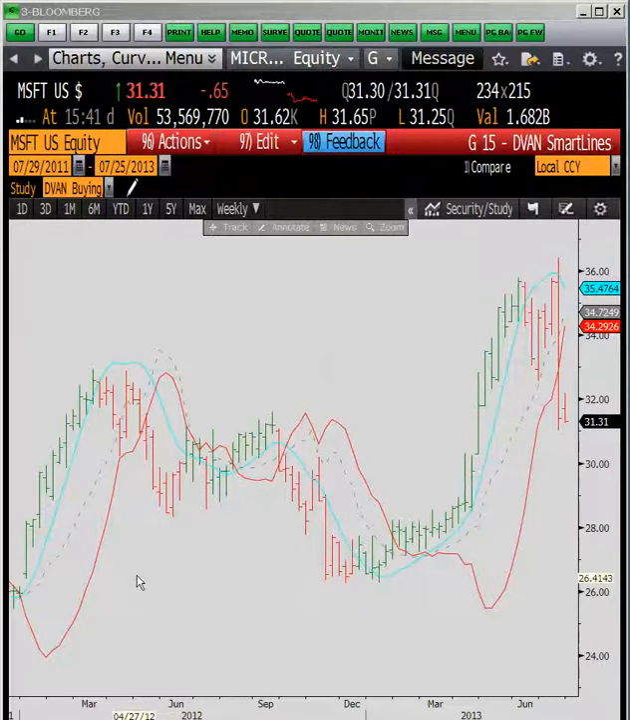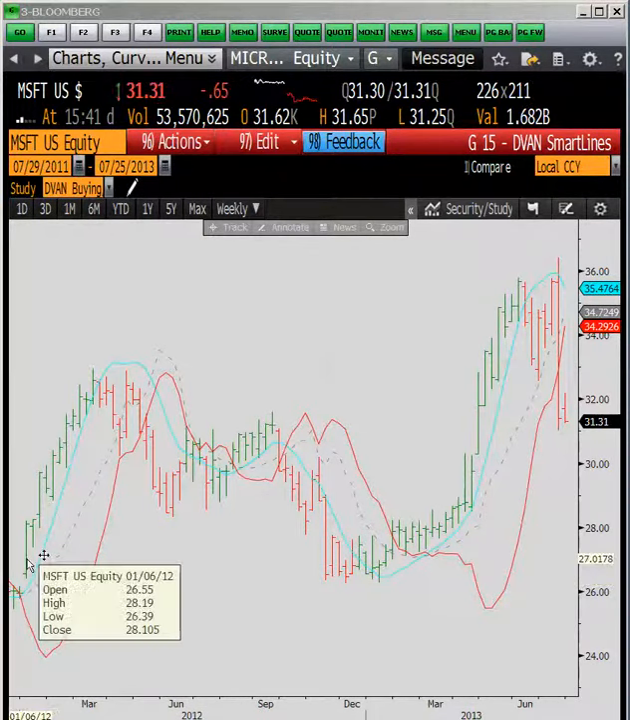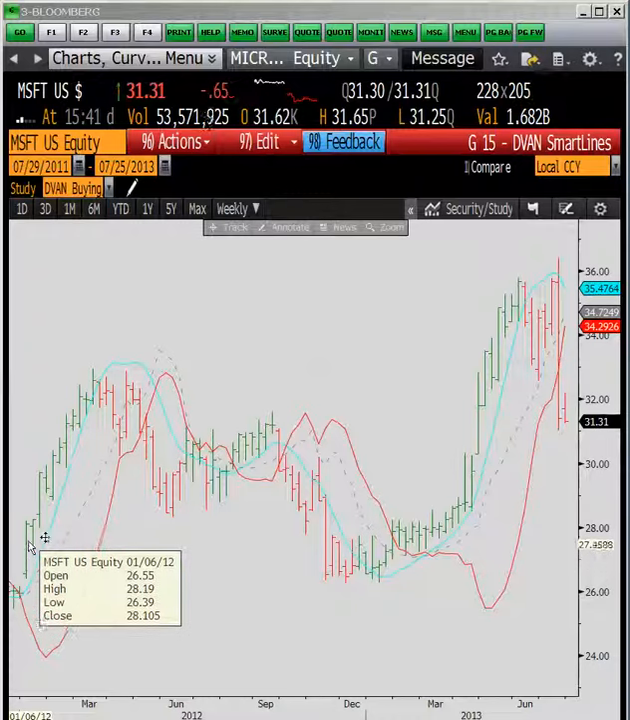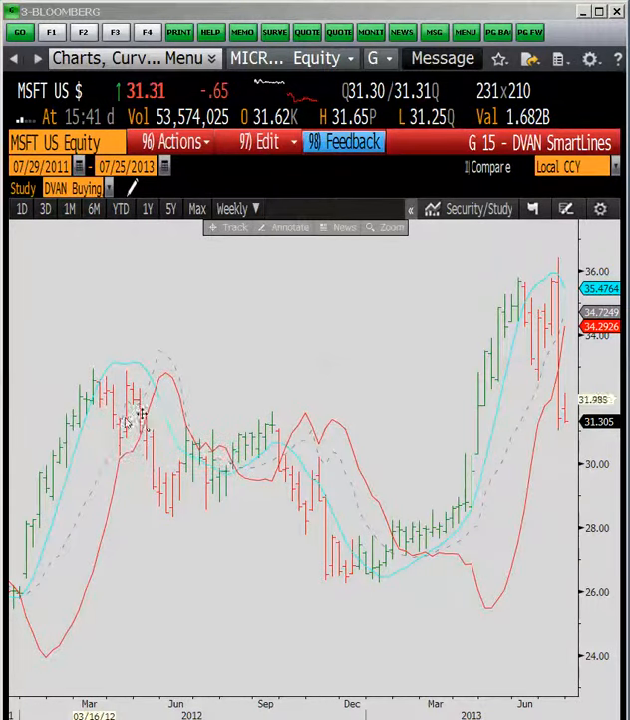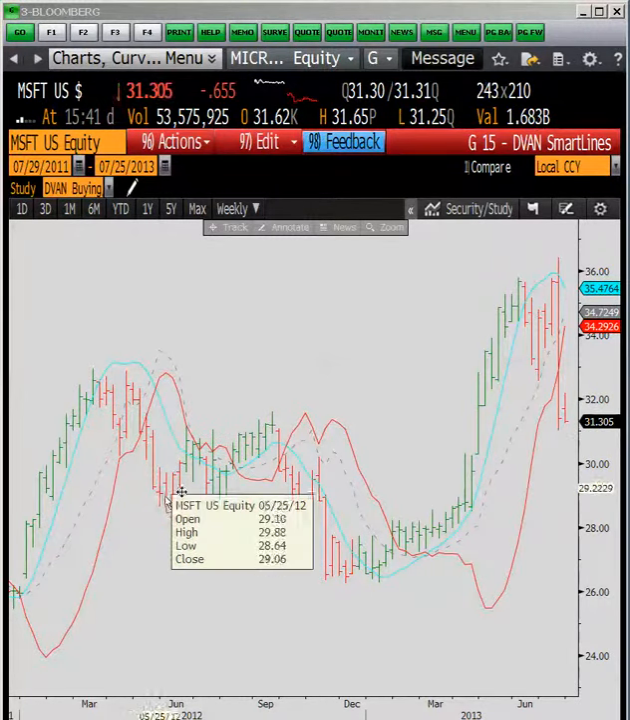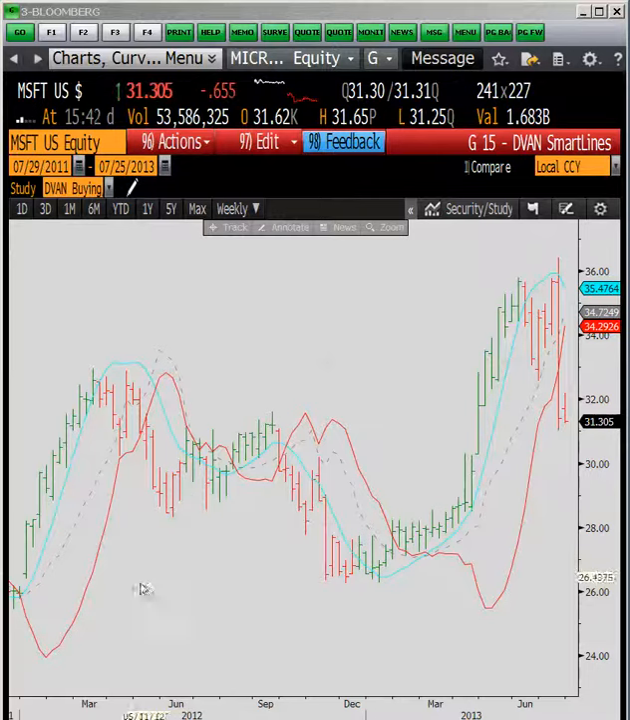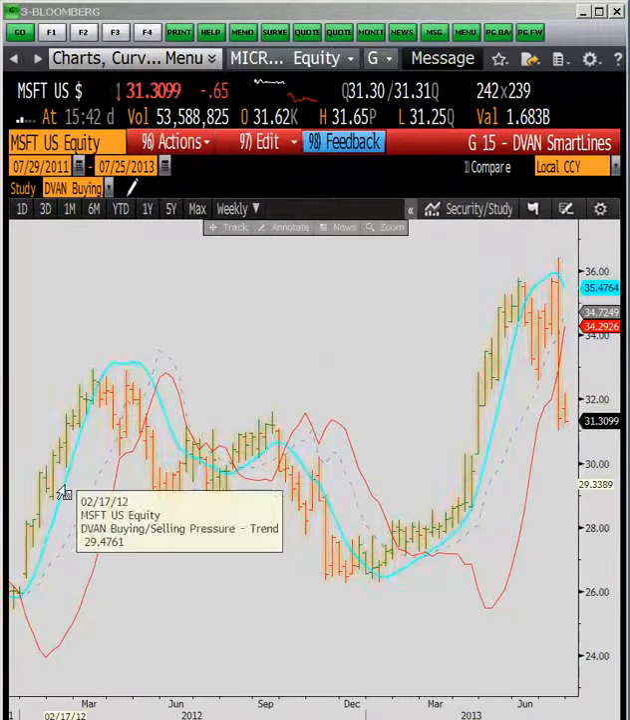And what this shows is pretty simple. Green colored bars show when buying pressure is dominant. Red colored bars show when selling pressure is dominant. It's also outlined by our smart lines. The smart lines are three lines that are not indicators.